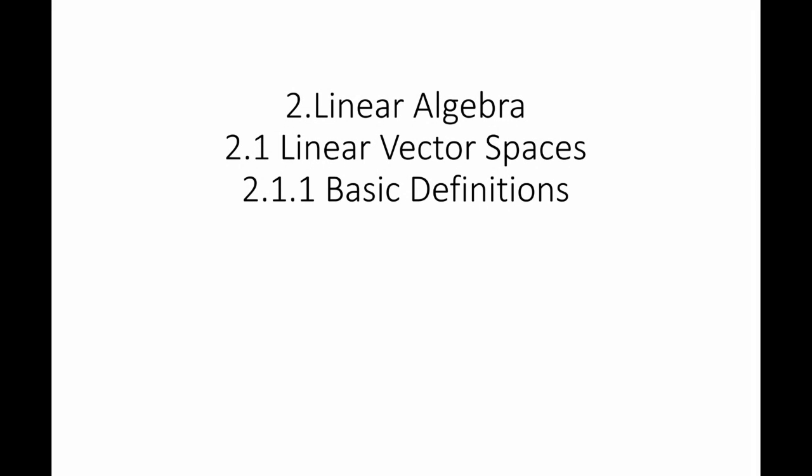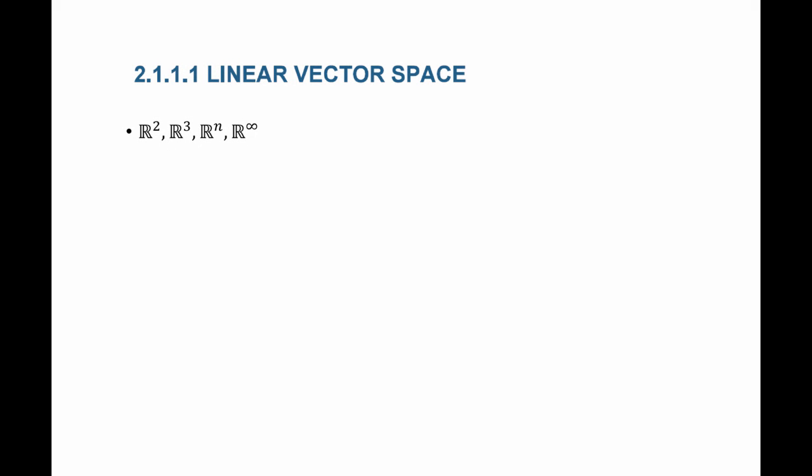In this presentation, we are going to talk about the basic definitions of linear vector spaces. When we talked about the set of real numbers, we said that the sets R2, R3, and Rn inherit the main properties of R, which are that R is closed under addition, R is closed under multiplication by a scalar, it has the zero element, it has the inverse element of addition.